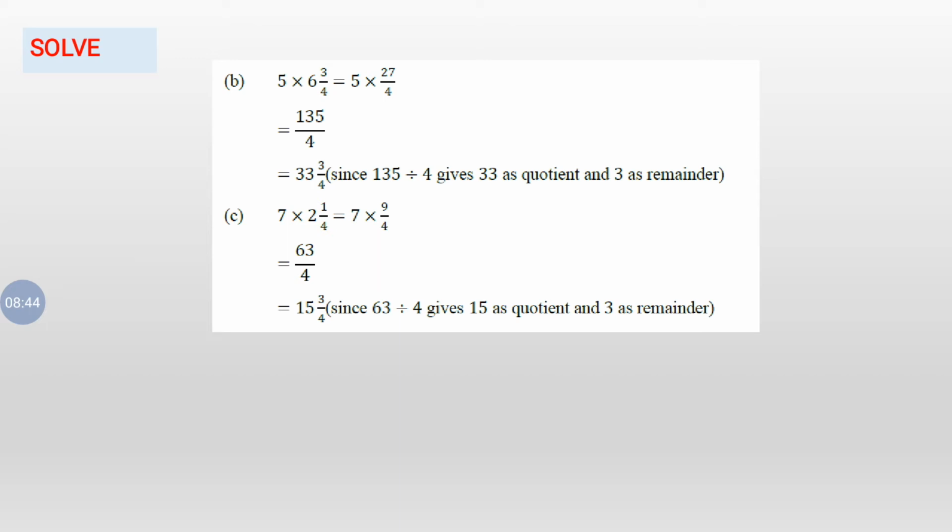That is an improper fraction, so you convert it into a mixed fraction. 135 divided by 4 gives 33 as the quotient and 3 as the remainder. So 33 4s are 132, 132 plus 3 is 135. So we get the mixed fraction 33 3 by 4.